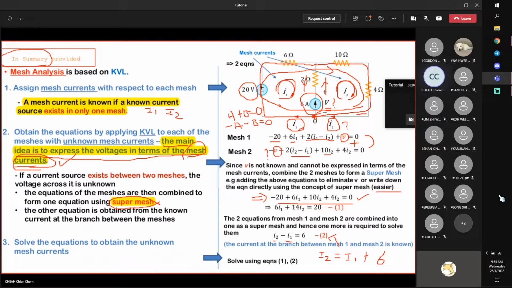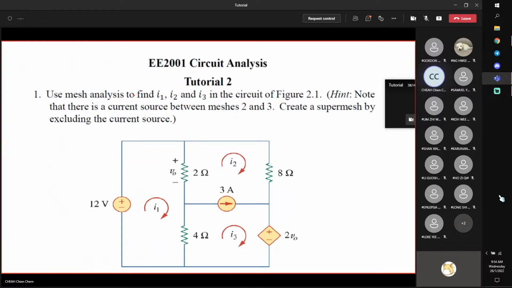Now, having obtained two equations, you can then proceed to step 3: solve the two equations with two unknowns using any method. So this is the main idea for mesh analysis, and we are now ready to solve problem 1 of this tutorial. Any questions so far?